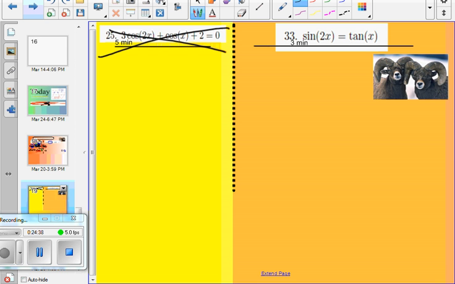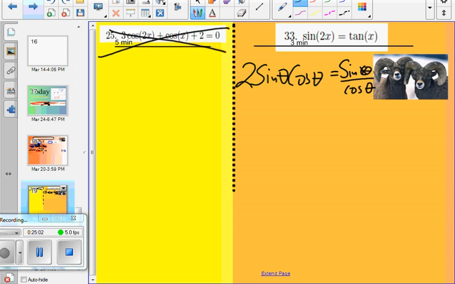Number 33 has an interesting twist. Do you have the first part memorized on number 33? What's sine 2 theta? 2 sine cosine. Good. And then equals, better not leave that as tangent. Sine over cosine.